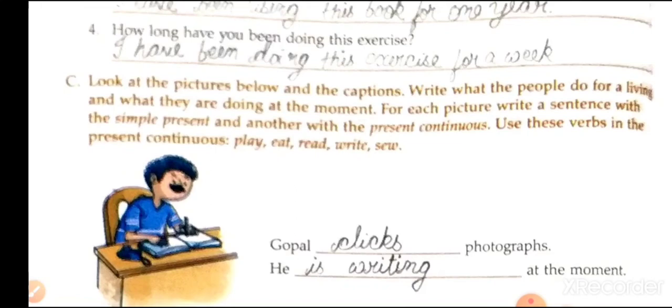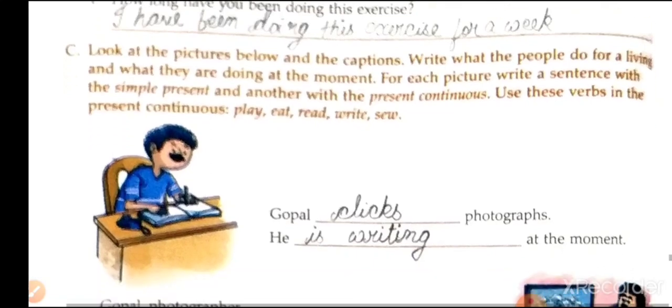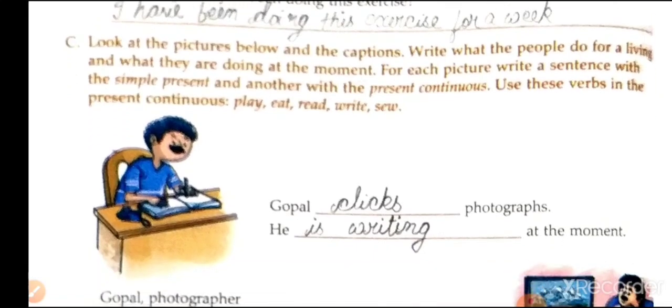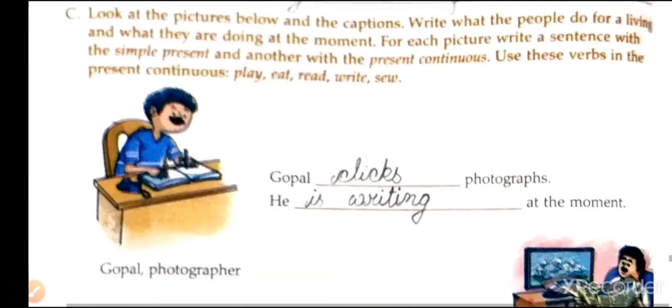Try the exercise and see. Look at the pictures below and the captions. Write what the people do for a living and what they are doing at the moment. For each picture, write a sentence with the simple present and answer with the present continuous. Use these verbs in the present continuous: play, eat, read, write, show.